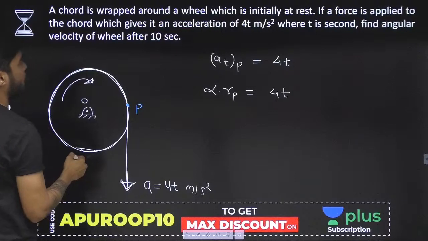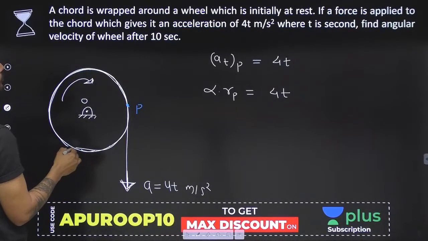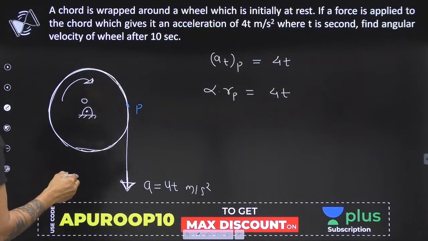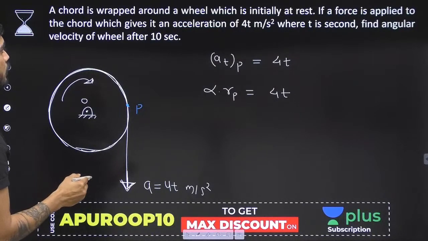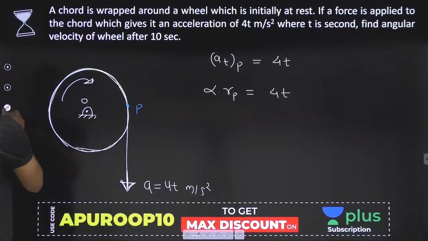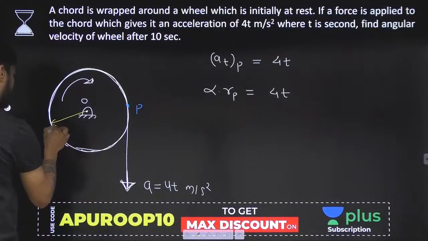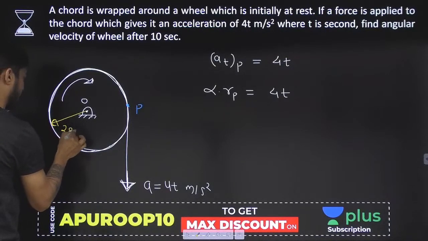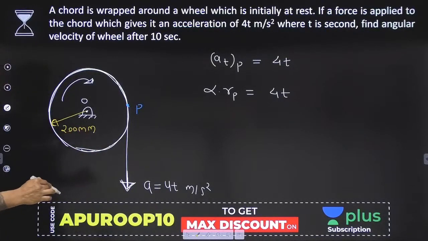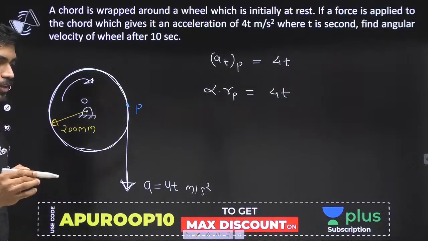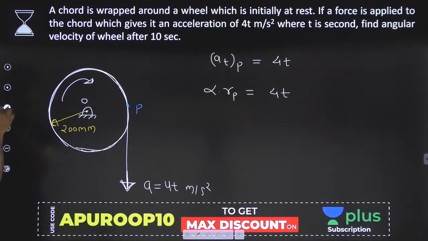Now what is r of P? One second. Sorry, the diagram is not given. The radius is not mentioned. Let me give it to you. Let's consider it 200 mm. Take it as 200 mm, okay? Take 200 mm.